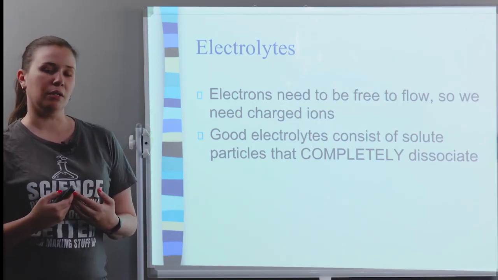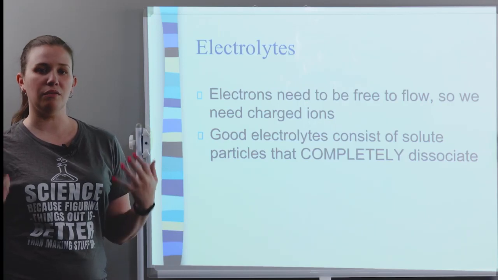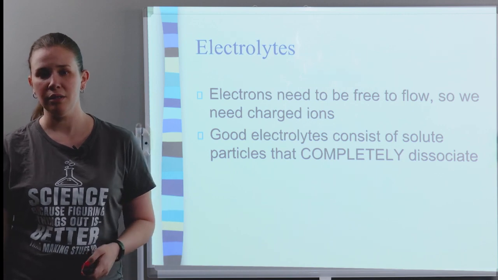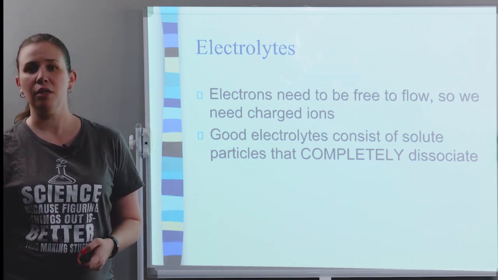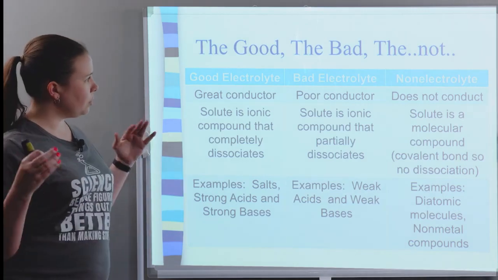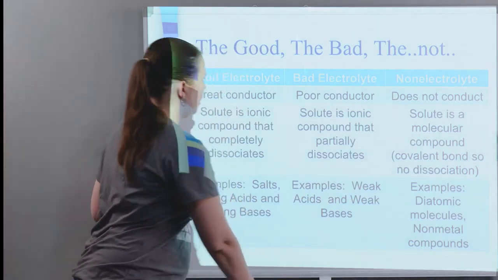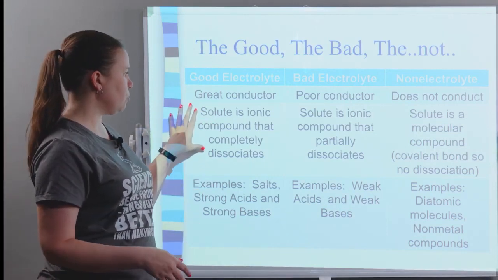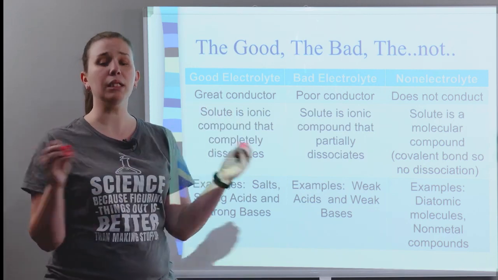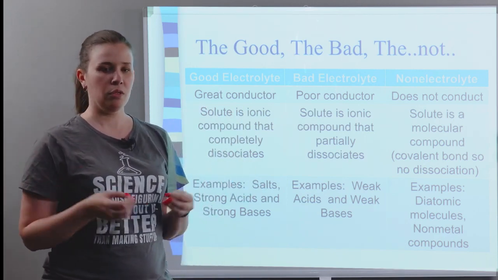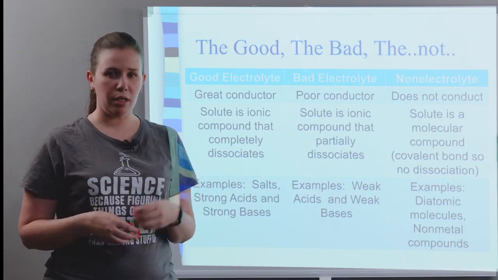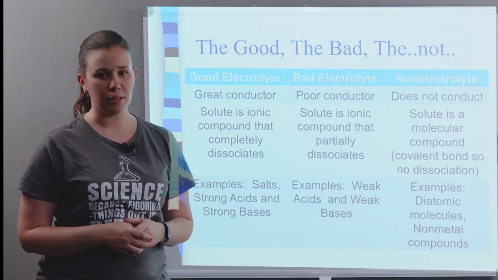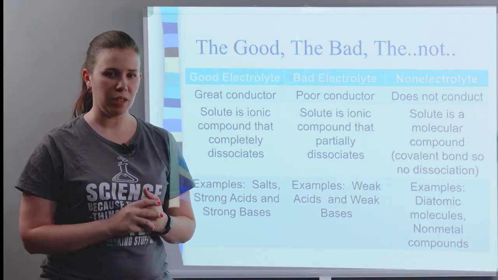If something completely dissociates, then you would have the best conductor. Whereas if you have something that doesn't dissociate at all, like a covalent compound, then that would be a terrible electrolyte. We actually call them non-electrolytes. So I have this organized in a table. The good electrolytes are going to be really good at conducting electricity, hence their name. These compounds are going to be ionic compounds that go through complete 100% dissociation. So your typical salts like sodium chloride or magnesium oxide should 100% dissociate. And then strong acids and strong bases will completely dissociate. I'm going to give you a list in just a minute.